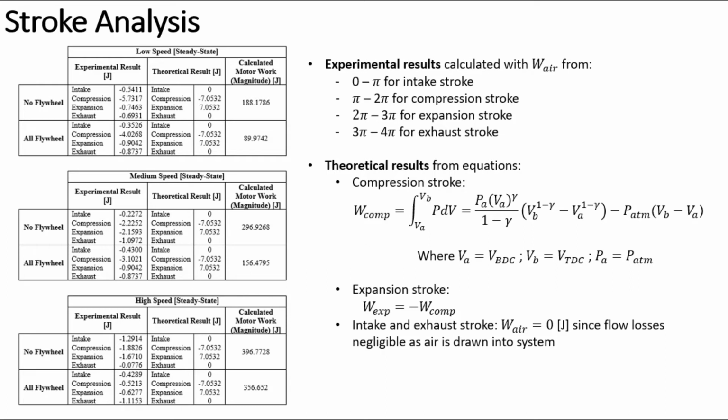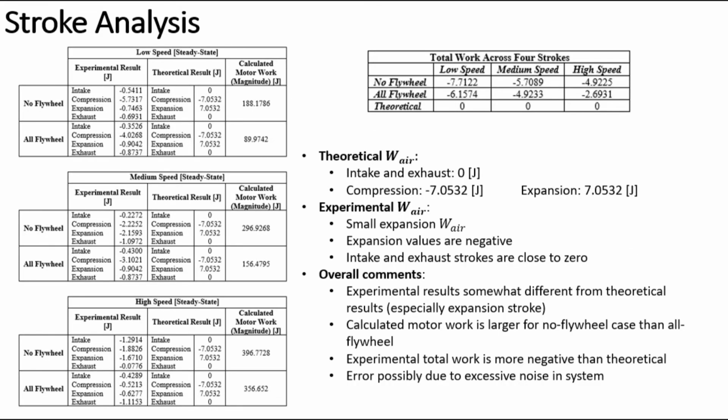After the stroke analysis, some results were tabulated. The experimental results for each stroke were determined with W-air calculated at each pi interval. The model results can be found using the compression work equation, while the expansion stroke is the negative of the compressive work. The intake and exhaust strokes have a W-air value of 0 since the flow losses are negligible as air is drawn into the system. The theoretical compressive W-air can be calculated to be negative 7.0532 joules, with the expansion W-air being its negative.